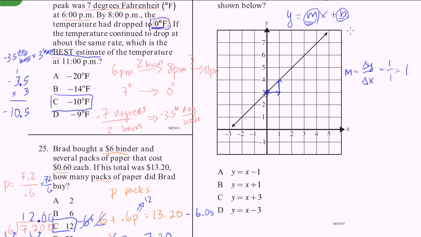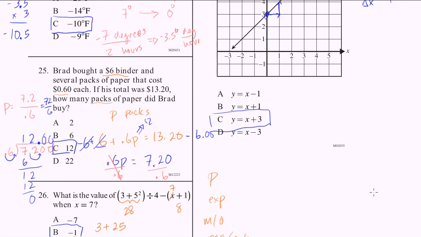So our equation is going to be y is equal to 1 times x, which is just x, plus the y-intercept of 3. So y is equal to x plus 3, which is right there. And let's see, no more problems on that page.